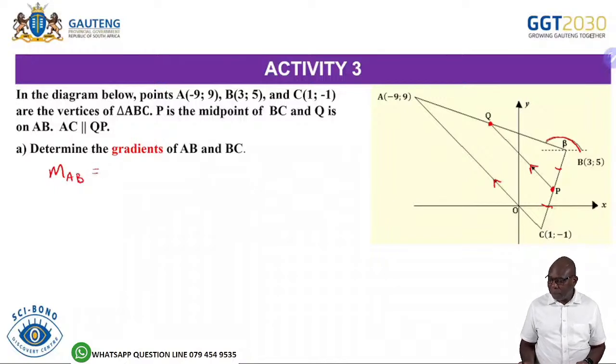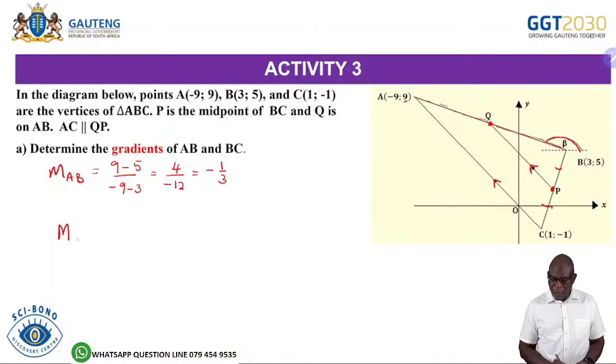The gradient of AB will be 9 minus 5 over 3. Remember I started with a 9, okay? So I'll have a minus 9 minus 3. So I'll have 4 over negative 12, and I'll have negative 1 over 3. I know I'm right. This gradient there is a negative gradient. That line is decreasing.